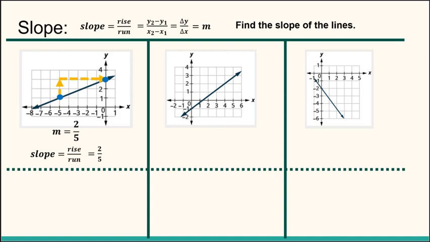I'm going to do the next graph. I need 2 points. There's my first point. You can pick any 2 points. They need to be on a crosshair.